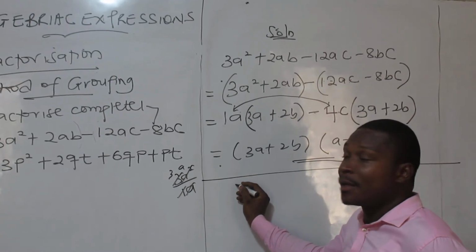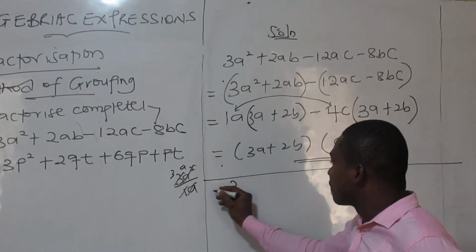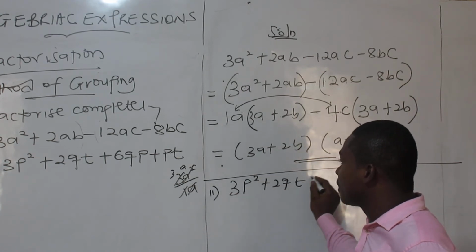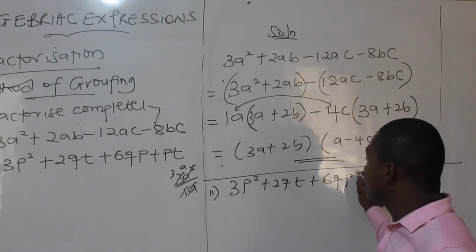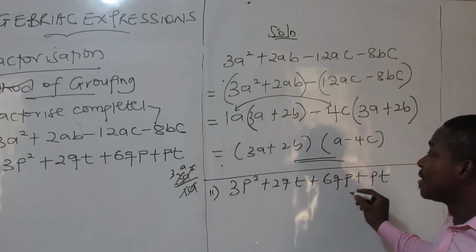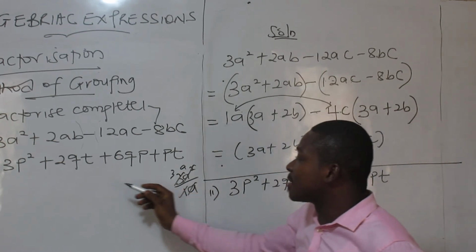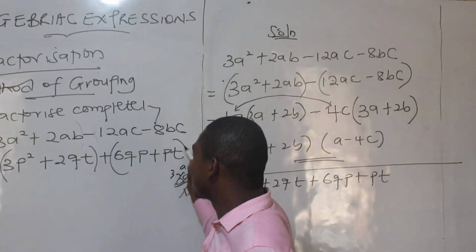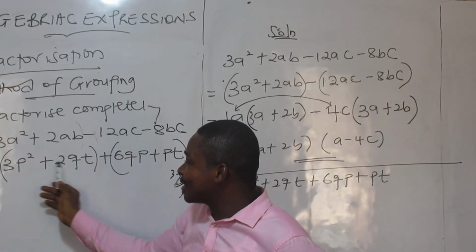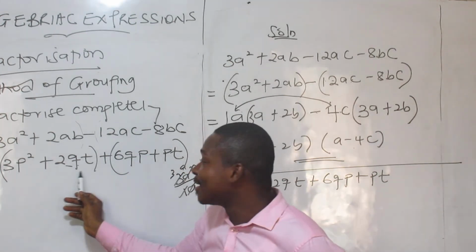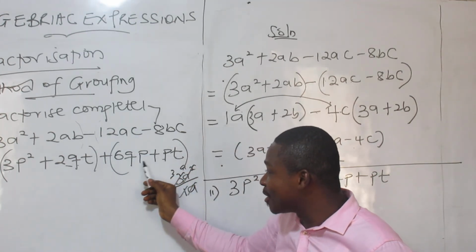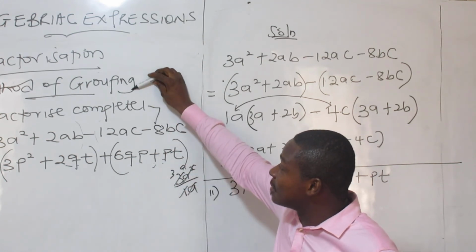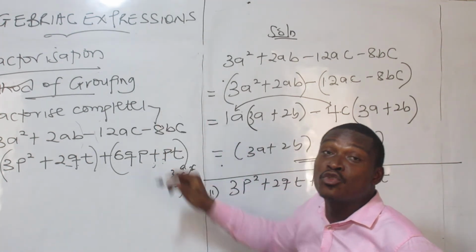Okay, let's continue with this. 3p squared plus 2qt plus 6qp plus pt. You see, you can't just start by doing this. It's not going to work. Let's see why. You can't get anything to factor out here. But when you come here, you can get at least a p. It means it has not been grouped, as the topic implies, method of grouping. So please group them first.